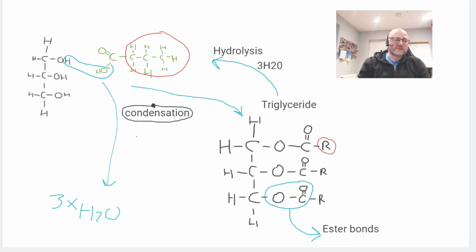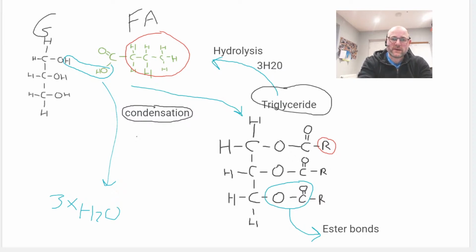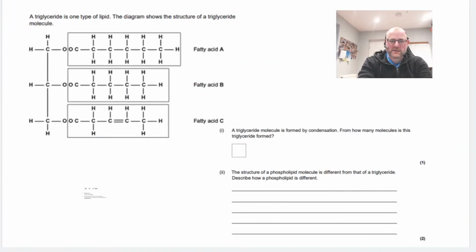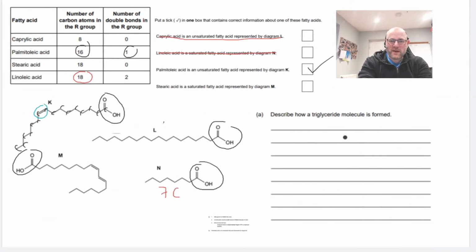And they are condensation reactions. And how many glycerols join with how many fatty acids when we form a triglyceride? So that's what this question is saying. Describe how a triglyceride molecule is formed.